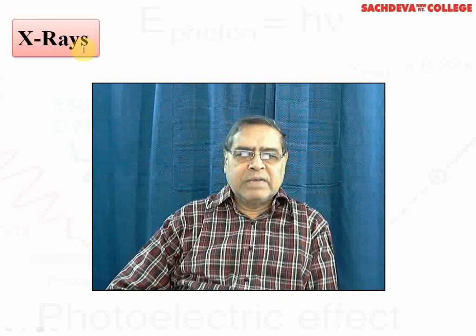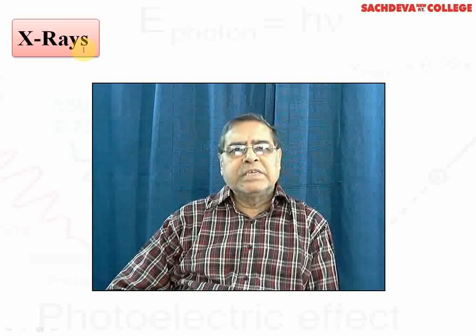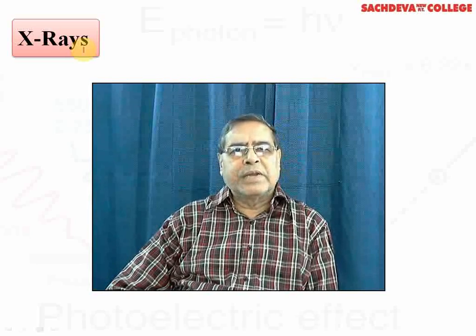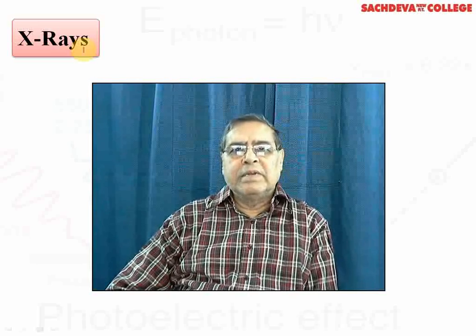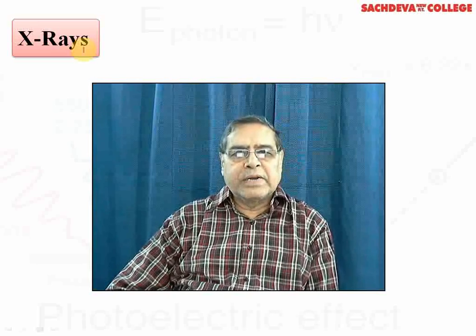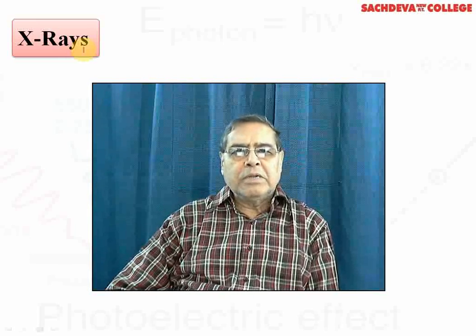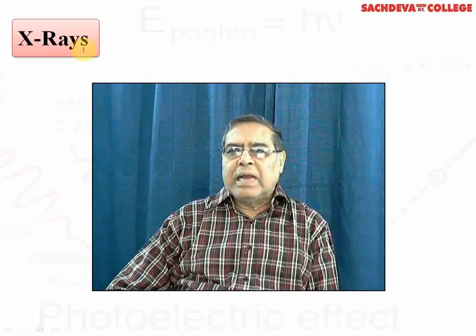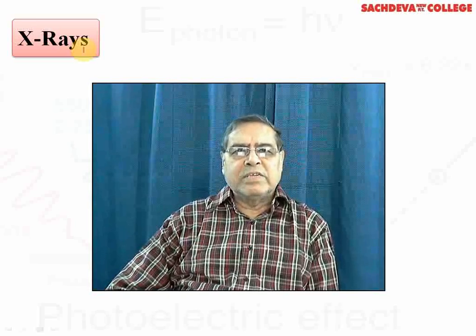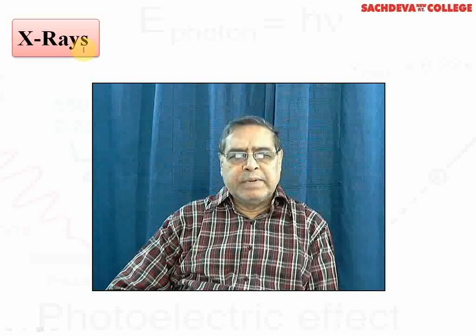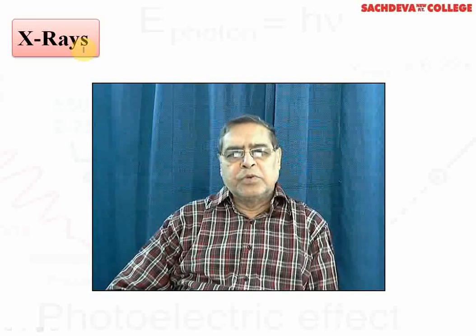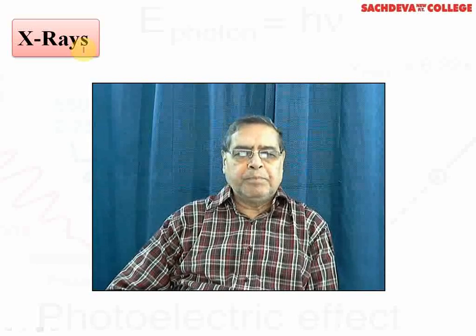So X-rays have a frequency of the order of about 10^18 to about 10^19, however slightly less than 10^19. And the wavelength varies from 1 angstrom unit to about 0.1 angstrom minimum. And 1 angstrom unit is 10^-10 meter.